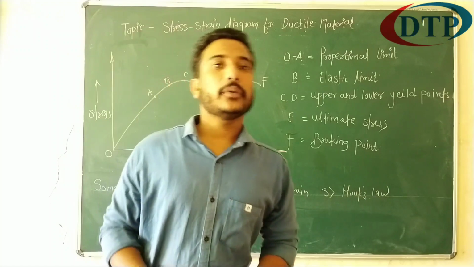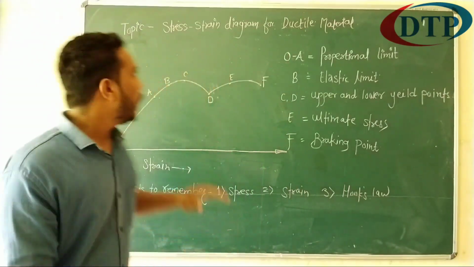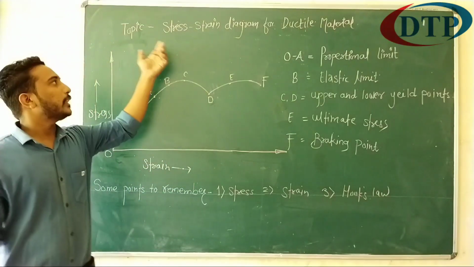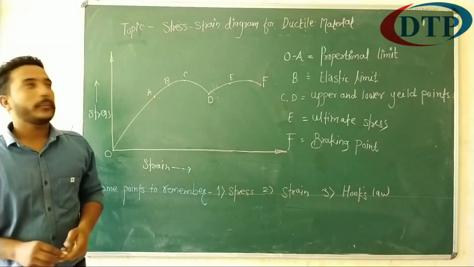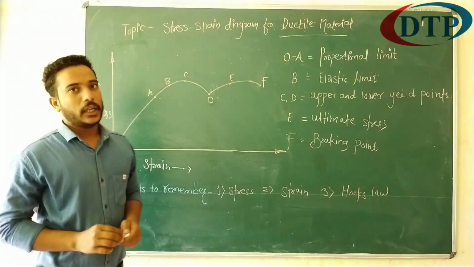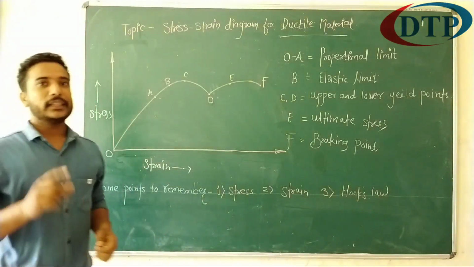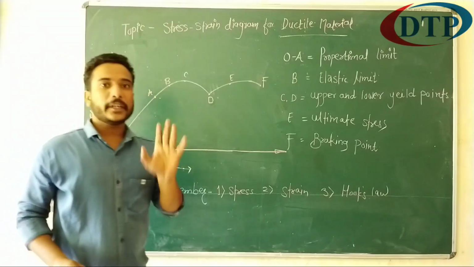Today we are going to learn the topic that is stress strain diagram for ductile material. Okay, the topic name is stress strain diagram for ductile material. For knowing this topic, we should know the concept of ductile material. There are two types of material, that is brittle material and ductile material. Firstly, know what is brittle material.